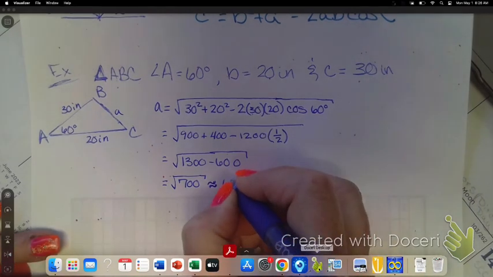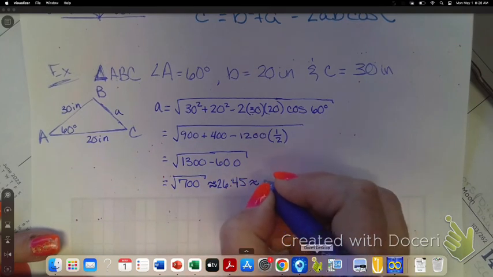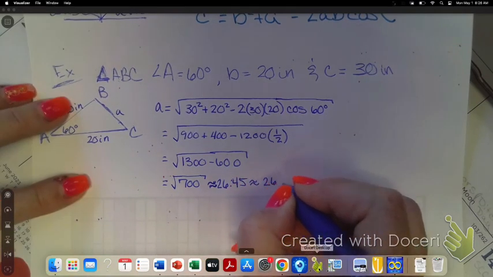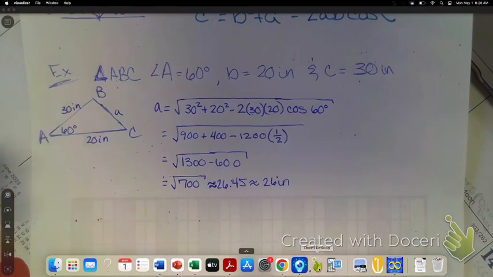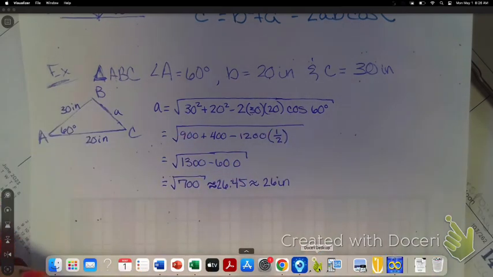So 26.45. So approximately 26 because they were whole numbers. Inches. I wrote really large. I didn't try to keep it in my space, and I should have. So how are we going to find an angle?